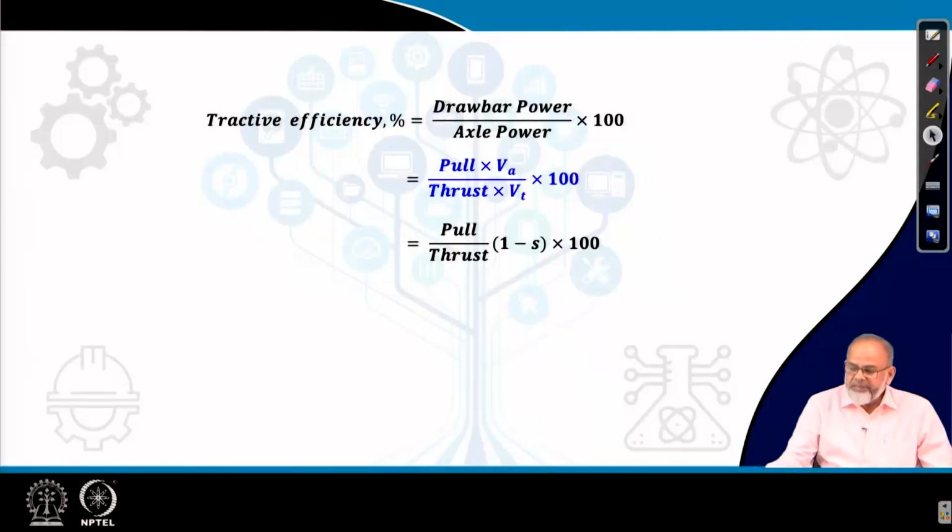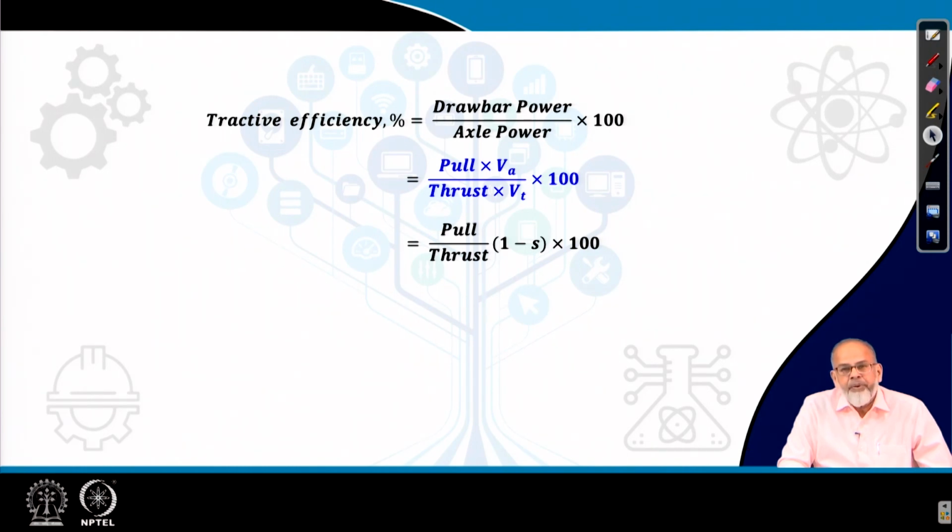When I say tractive efficiency, it is basically how much power is obtained for a given input power. That means it is the ratio of output power to input power. So naturally efficiency will always be less than 100%. So what is the input power? What is the output power? Output power we usually call drawbar power. Drawbar power is nothing but the product of pull and actual velocity, P into VA.